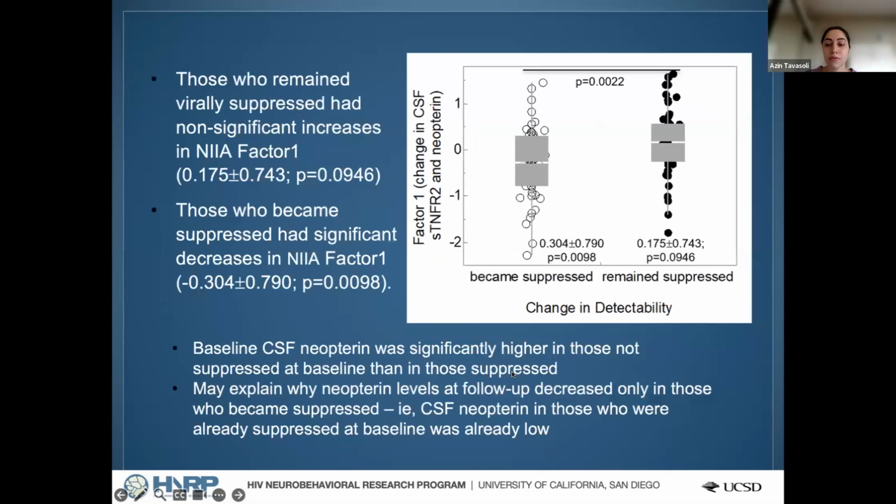And in this figure, we found that in people who became suppressed, we had a decrease in factor 1, or change in CSF sTNFR2 and neopterin, because people who became suppressed had higher levels of neopterin at their baseline visit, but after ART treatment, their neopterin levels decreased at their follow-up visit. Because of this, we saw this pattern in people who became suppressed, not those who remained suppressed.